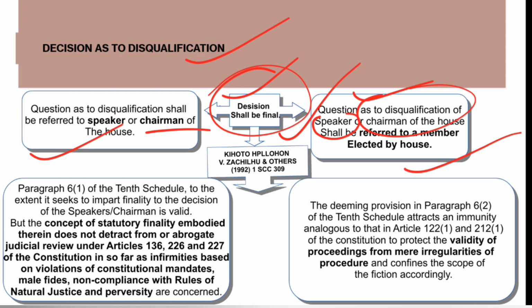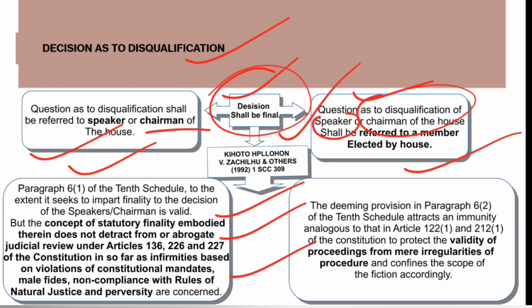And in this case it was held that paragraph 6(1) of the 10th Schedule, to the extent it seeks to impart finality to the decision of the Speaker or Chairman, is valid. But the concept of statutory finality embodied therein does not detract from or abrogate judicial review under Articles 136, 226, 227 of the Constitution, insofar as infirmities based on violations of constitutional mandates, malafides, non-compliance with rules of natural justice, and perversity are concerned.